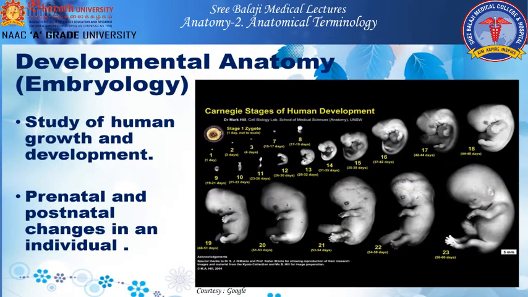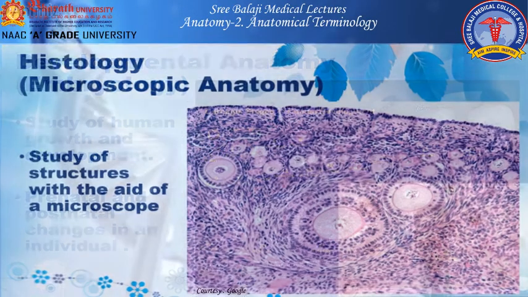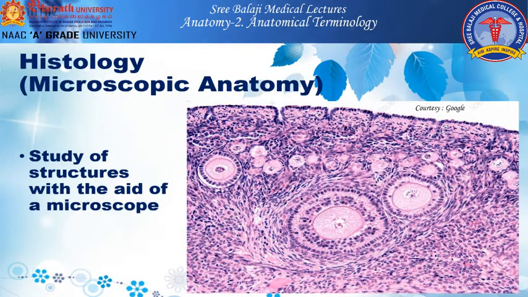And we also have developmental anatomy, which is called embryology. It is the study of human growth and development, prenatal and postnatal changes, which means before birth and after birth. And histology is a separate one. It's microscopic anatomy, the study of structures with the aid of a microscope. So you are going to study the structure with the help of microscopes, knowing the minute structures.